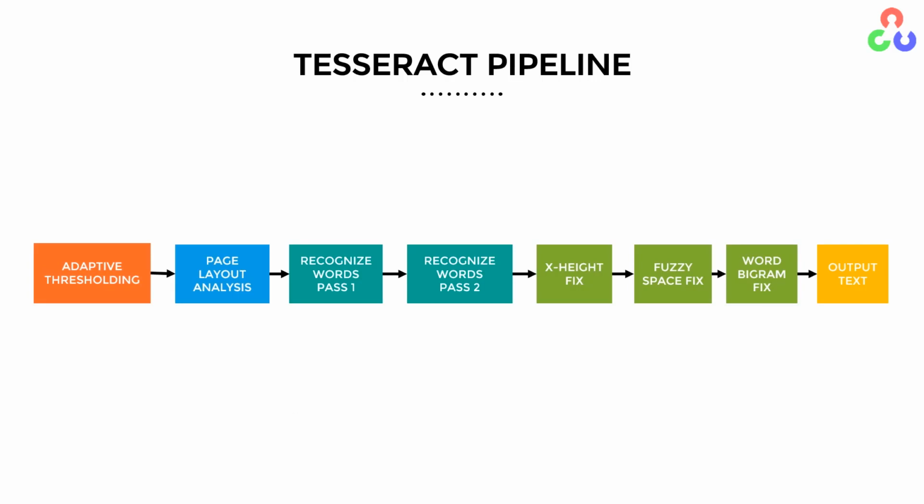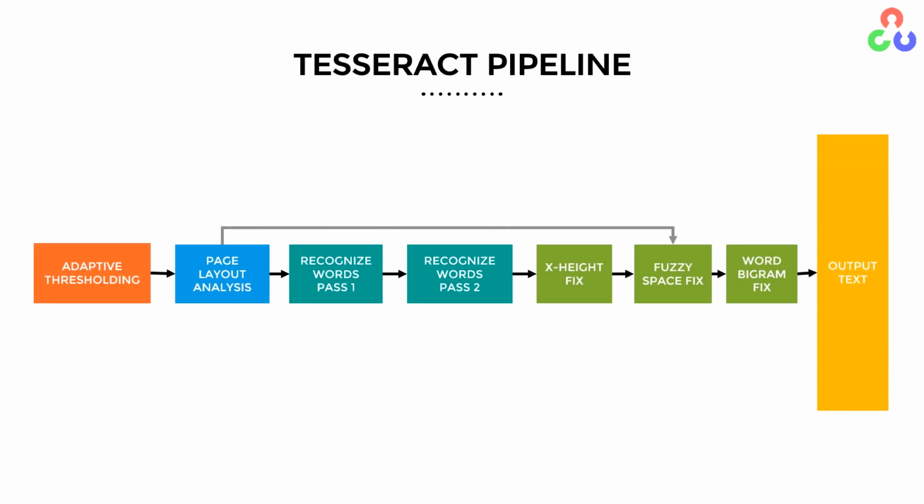So those kinds of analysis are also done in Tesseract to fix things after the word recognition is done. But it's not really a pipeline. Tesseract does many things in a cycle. So it may do page layout analysis, followed by some fuzzy space fix, followed by some recognition, and then output the text. So there are many cycles that happen, and this could be another cycle.